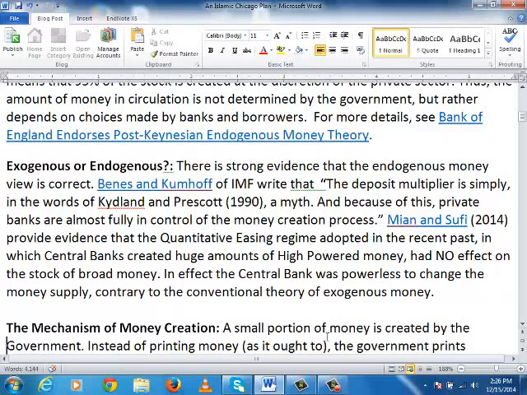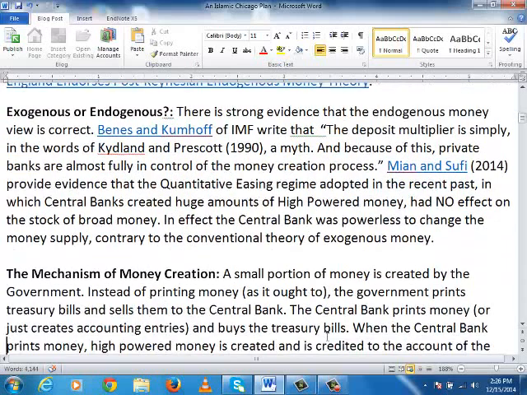So that's one argument which shows that the endogenous money theory is right. The government is not in control of money creation. Money is created by the private sector.